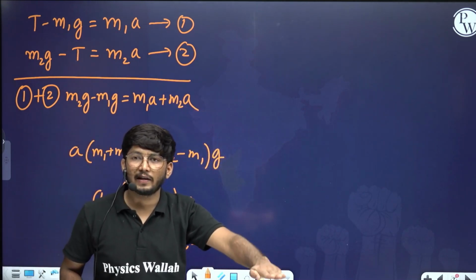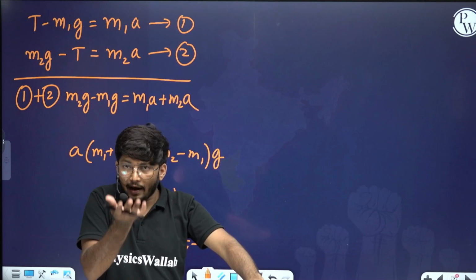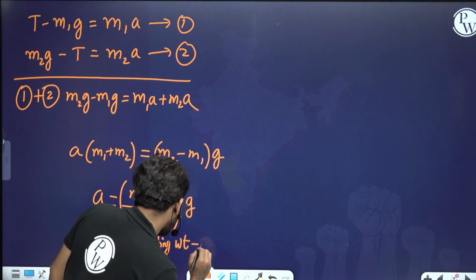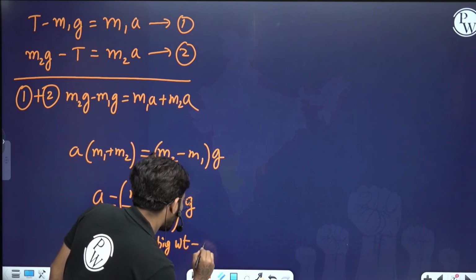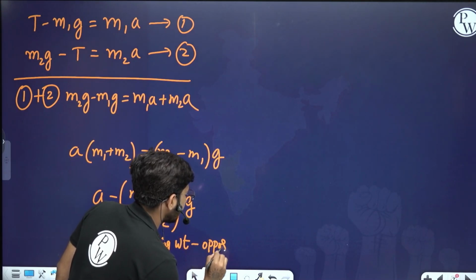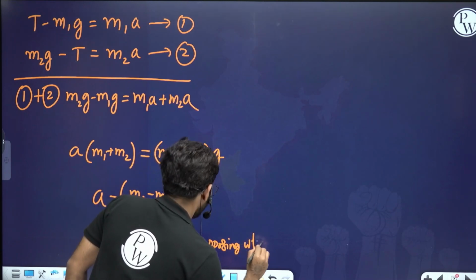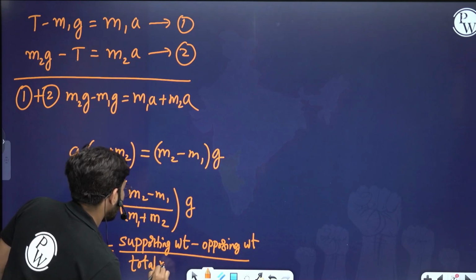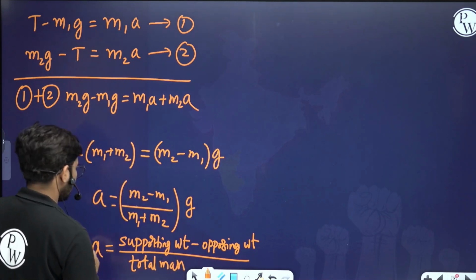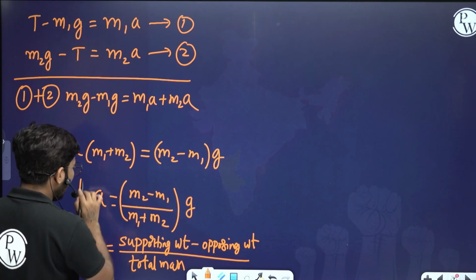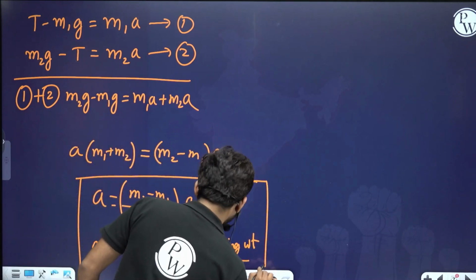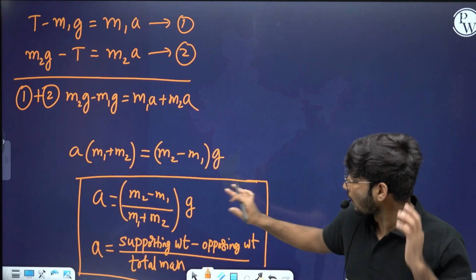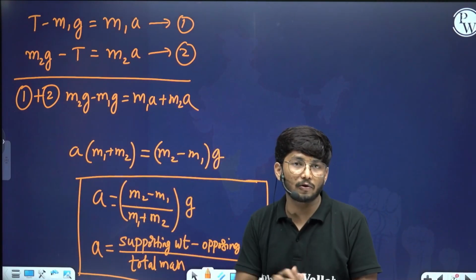Acceleration ಈ direction ಅಲ್ಲಿದೆ, but M1's weight is in this direction. So M1 is an opposing weight, right? M1G is an opposing weight. So supporting weight minus opposing weight divided by total mass. So acceleration. Either you remember this formula or the second one, whichever you remember. ಈ ಥರ ಪ್ರಾಬ್ಲಮ್ಸ್ ಅಲ್ಲಿ ಆಕ್ಸಿಲರೇಷನ್ನ ಕ್ವಿಕ್ ಆಗಿ ಕ್ಯಾಲ್ಕುಲೇಟ್ ಮಾಡ್ಬೋದು. M2 minus M1 by M1 plus M2 into G.